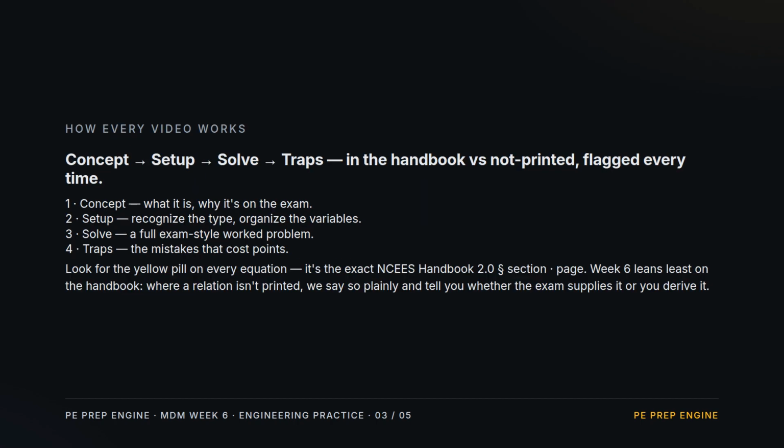Every video follows the same 4 beats: concept, setup, solve, traps. Whenever you see a formula, look for the yellow pill. It's the exact section and page in the NCEES Handbook 2.0. Week 6 leans least on the handbook. A lot of this breadth isn't printed, so we'll flag what the exam supplies and what you derive.